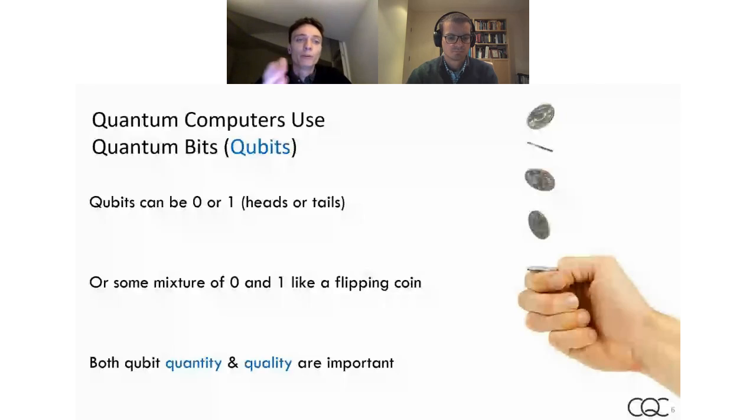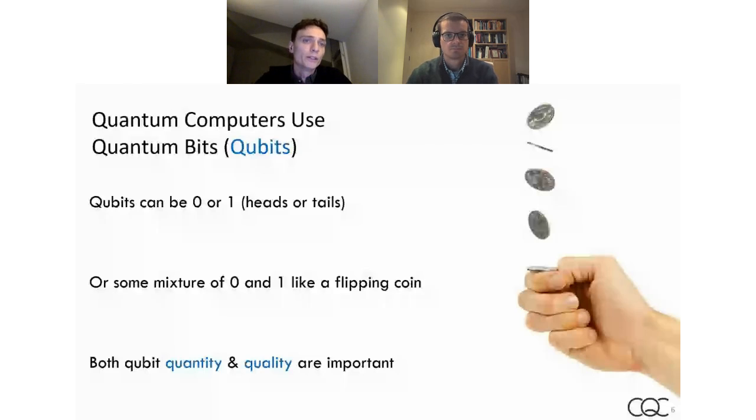So they could be 50% 0, 50% 1. They could be 90% 0, 10% 1. And it's not that we don't know what state they're in. We can manipulate these qubits using lasers and microwave pulses to control them. But eventually, when we measure them, they will collapse into 0 or 1 with a certain probability.